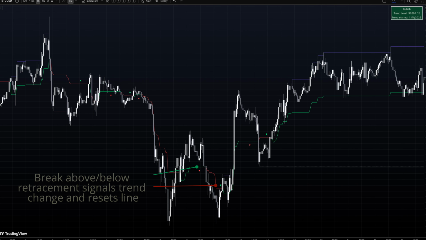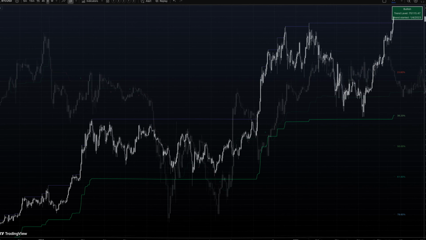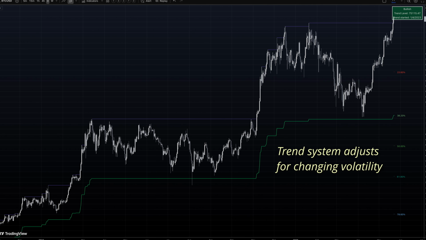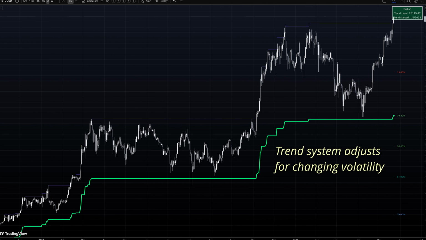When price breaks above or below the calculated retracement level, the trend direction changes, generating a new reference line. This adaptive approach creates a trend-following system that accommodates market volatility while filtering minor price fluctuations.